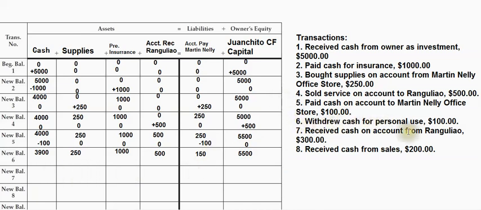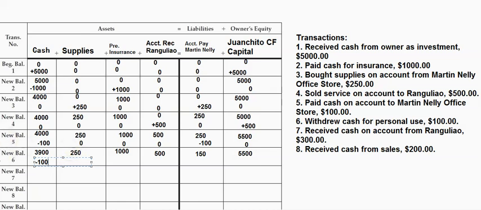Transaction number 6. Withdrew cash for personal use. This is withdrawal. Okay, Juanchito is taking money out of the business for his personal use. Maybe he just needs a break and goes to a resort to relax, eat some good food, go to the swimming pool, and go to the beach, make some sand castle, whatever leisure he may enjoy. And that is $100. Okay, in this case, cash decreases, right? Because the business has less money.